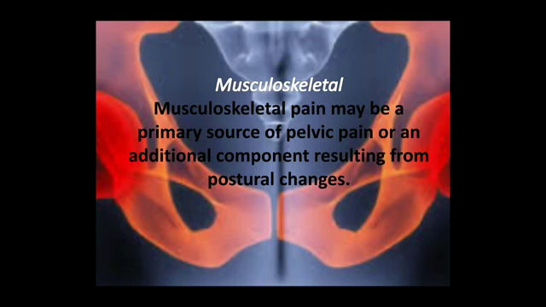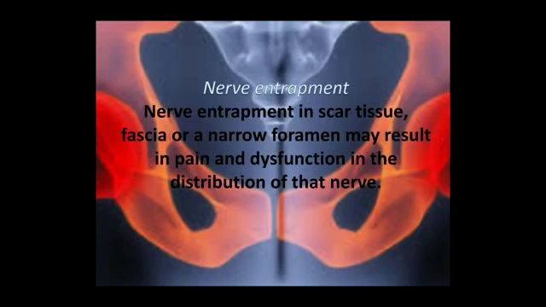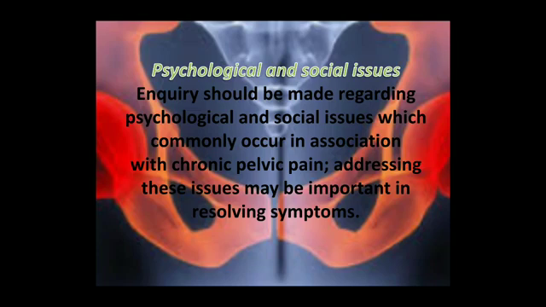Musculoskeletal pain may be a primary source of the pelvic pain or an additional component resulting from postural changes. Now coming to nerve entrapment. Nerve entrapment in scar tissue, fascia, or a narrow foramen may result in pain and dysfunction in the distribution of that nerve. Coming to the psychological and social issues.